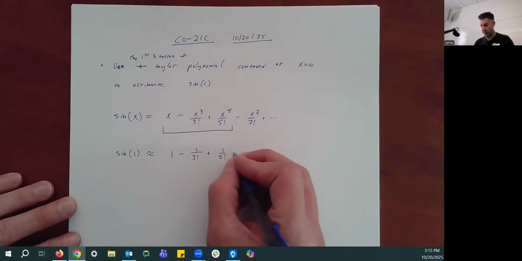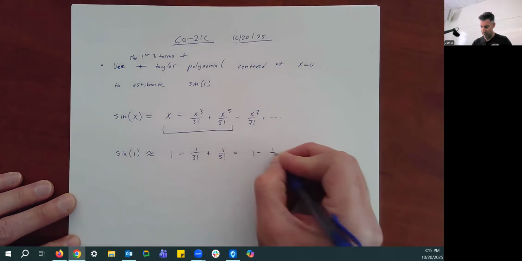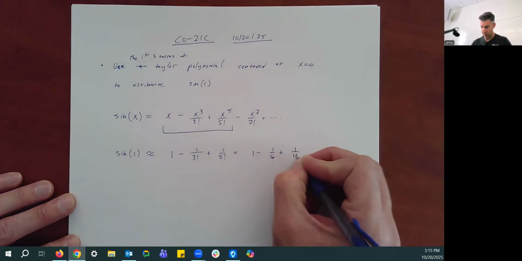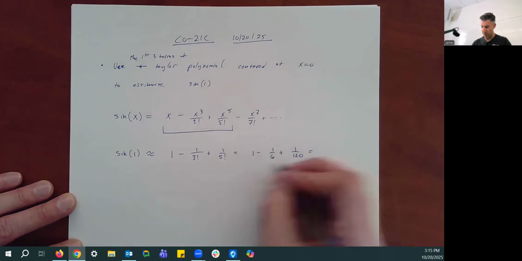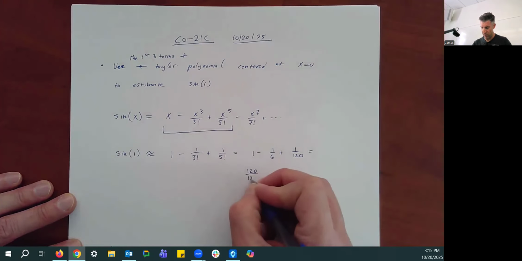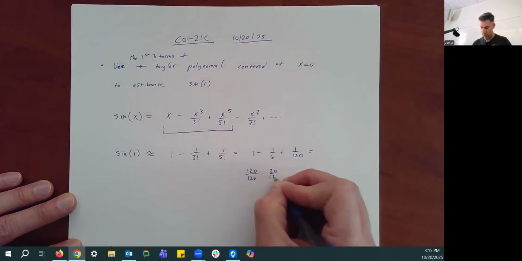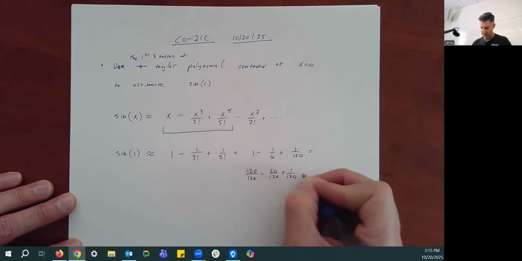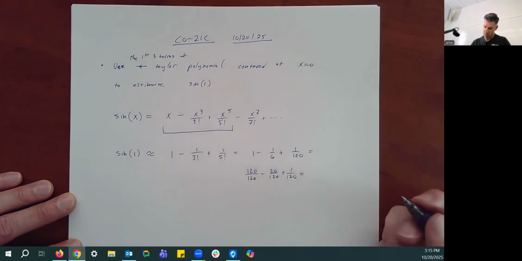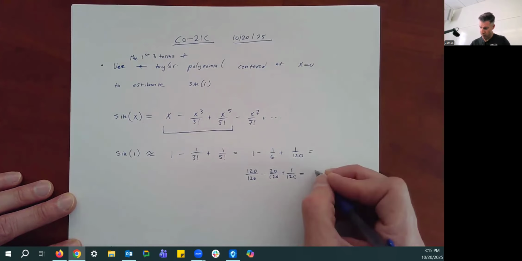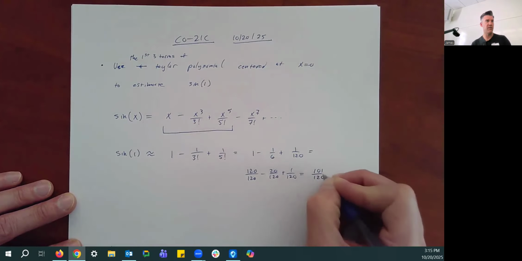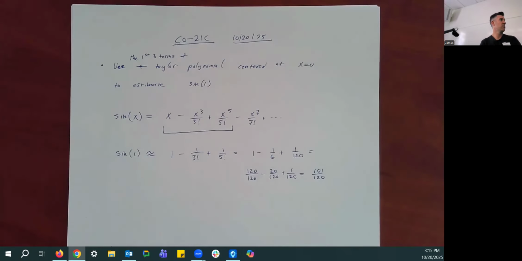So you could go one step further and say that's 1 minus 1 over 6 plus 1 over 120, and then get a common denominator and say it's 120 over 120 minus 20 over 120 plus 1 over 120 to get, what, 101, right? Yeah, 101 over 120. That's about as far as you can go, assuming we are remembering all the parts of the question correctly.